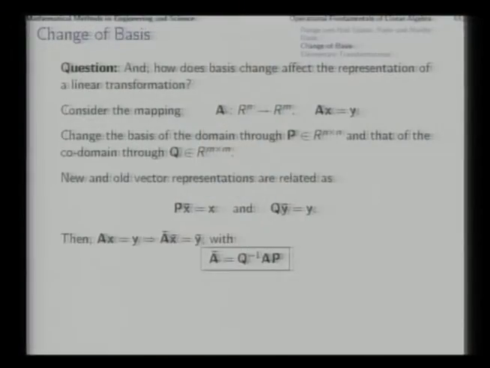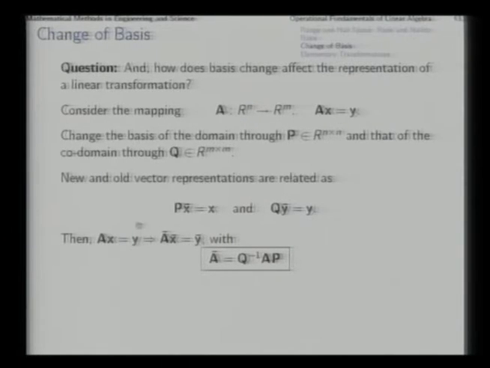In such a situation, based on the discussion that we just now had, the new vector x bar in the domain and the old vector x in the domain will be related like this through the matrix P. Similarly, the new and old vectors in the codomain will be y bar and y, representing the same point geometrically, and they will be related through this matrix Q, which contains the basis members for the codomain. Now, originally the mapping was represented with matrix A between x and y.